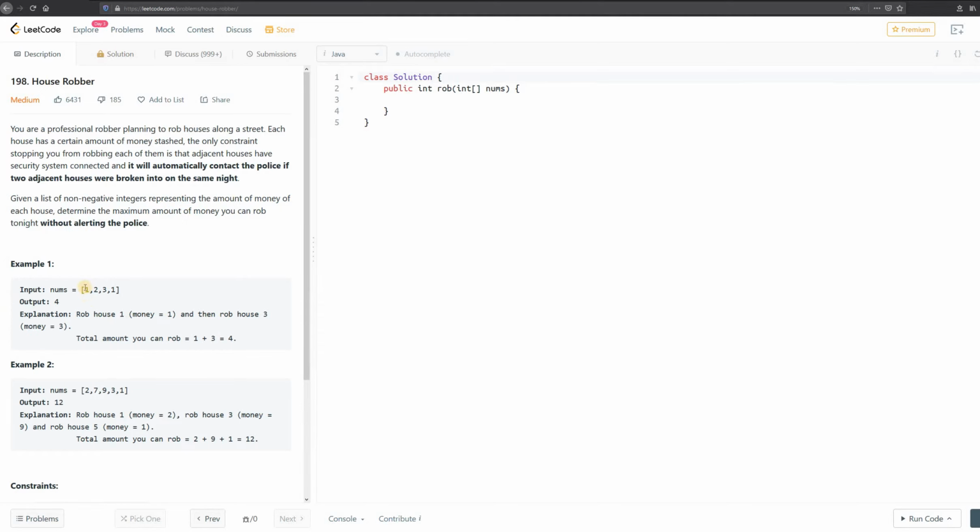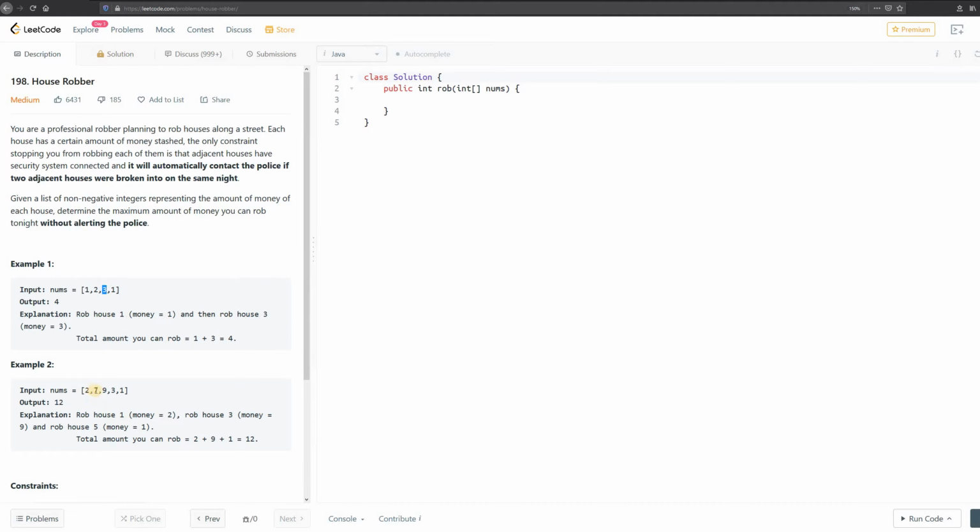So in this case, you can see the inputs given are 1, 2, 3, and 1. So I cannot rob two adjacent houses. So I can rob 1 and 3, 1 and 1, 2 and 1, 3 and 1. So here we can see that the best that we can get after robbing is 1 and 3.